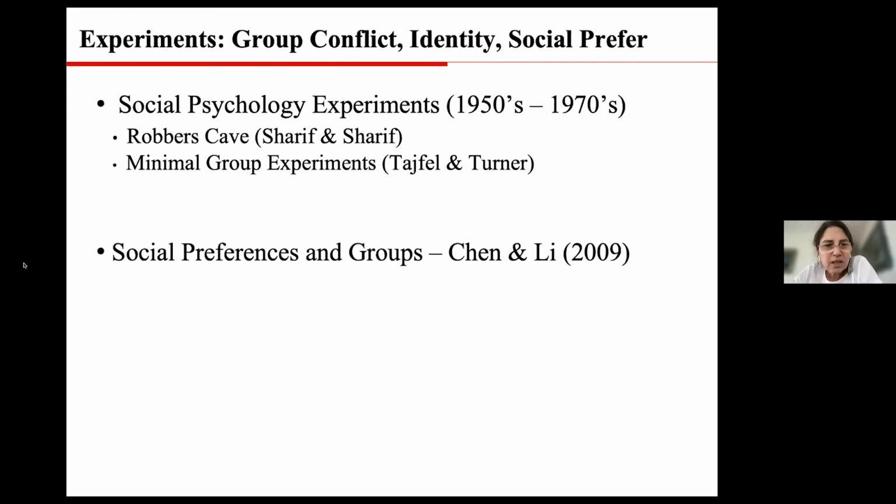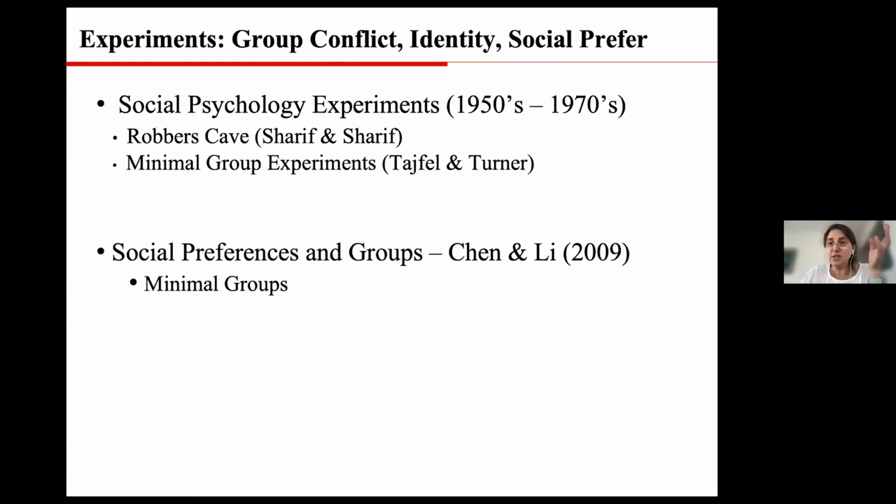So Chen and Li is this wonderful paper in the economics literature that was the first paper to marry the minimal group paradigm with the social preference experiments that I just told you about, right? Where people are choosing in these matrices. So it was a marriage of the social psychology of minimal groups with the economic experiments of social preferences. So therefore, social preferences and groups, and they were using the minimal group paradigm.